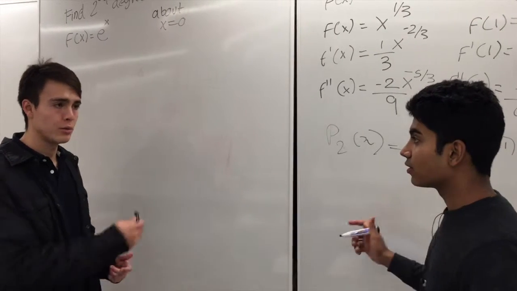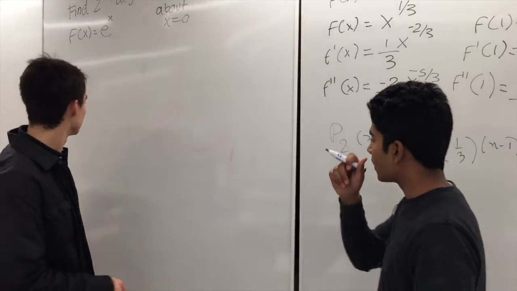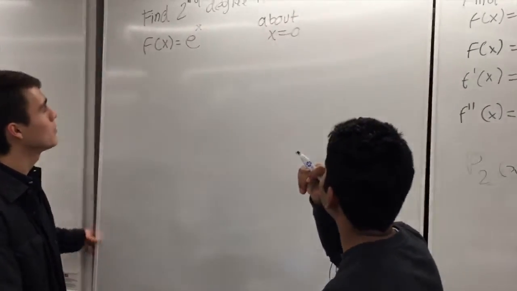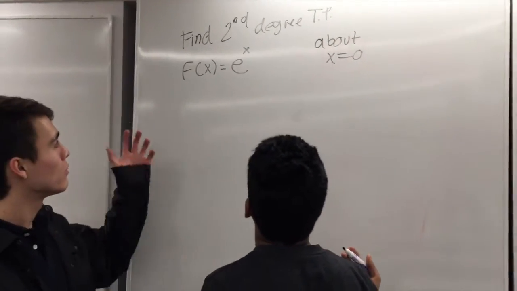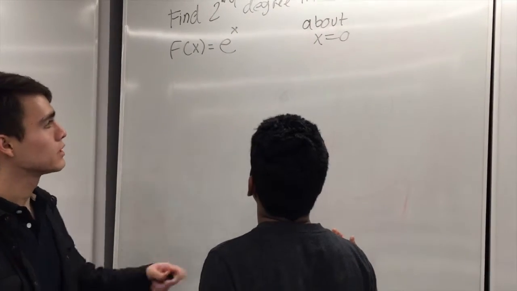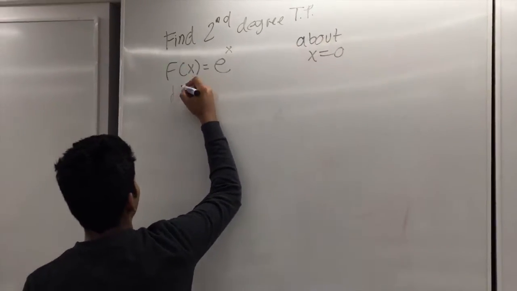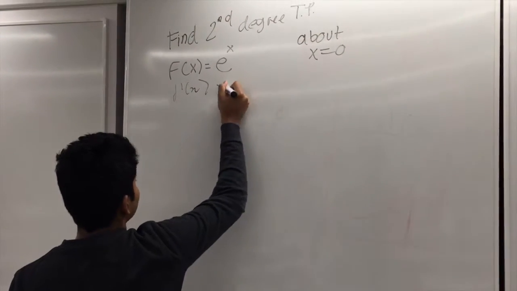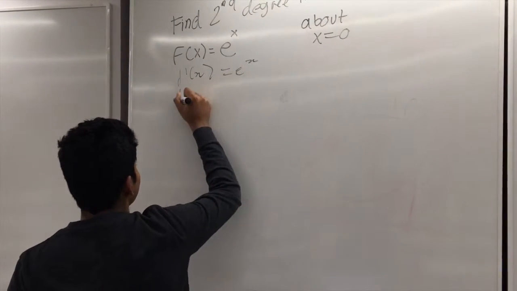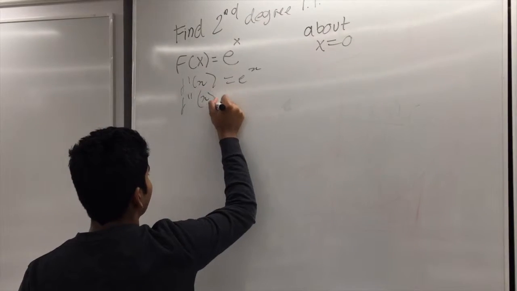Okay, Shasha, you wanna do another one? Definitely, professor. Alright. Now find me the second degree Taylor polynomial of f of x equals e to the power of x about x equals 0. How do you do? Definitely. So the first derivative of e to the x is actually equal to e to the x, and it's similar for the second derivative of e to the x.